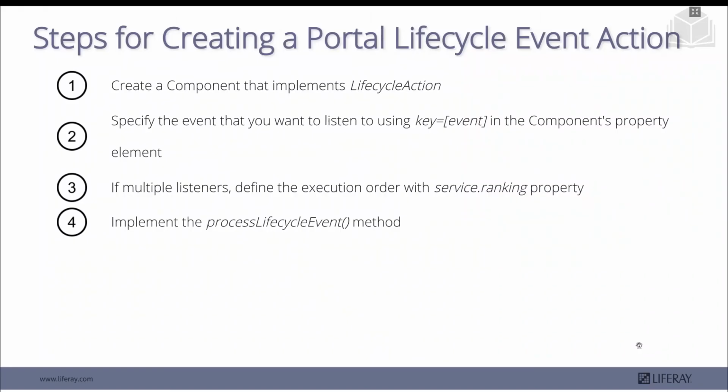So how do we do all of this? We saw the code. Let's talk through it one more time. We start off by creating a component that implements the lifecycle action interface. We then, within the component annotation, specify a property, key equals, followed by the specific Liferay event that we want to leverage. From there, we can set a service ranking if there are multiple components tapping into or listening for that specific event. Finally, we implement the process lifecycle event method to execute or perform the action that we want to perform.